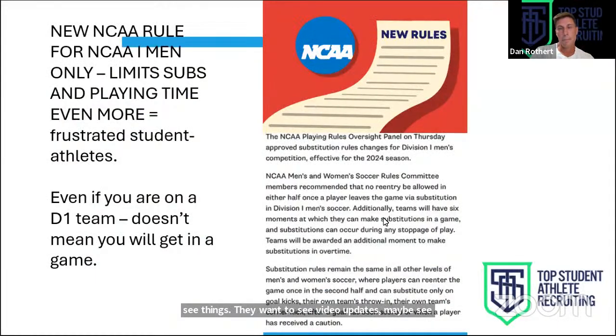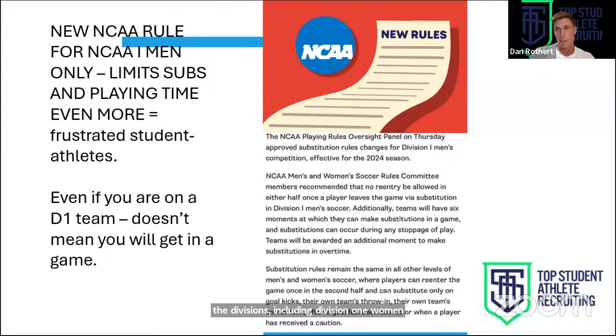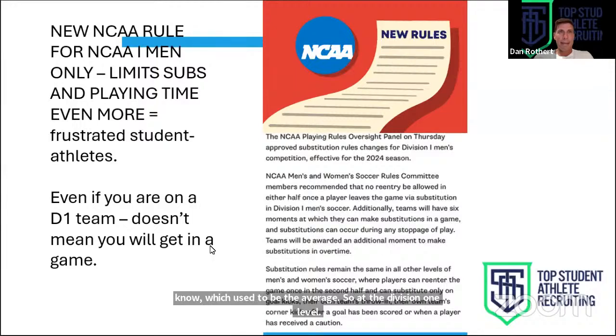That's still happening. On the men's side, there are some rule changes happening too that are going to complicate things. Basically, on men's Division I soccer, and that's the only level this affects, they're trying to make it more like the pro game, so you can only substitute once a half, whereas in the rest of the divisions, including Division I women, you can substitute once in the first half and twice in the second half. So there's going to be less substituting. People are going to rely on fewer players. They're going to play 14, 15 players in a game versus 18, 19, which used to be the average. So at the Division I level, there's going to be less playing time for men.